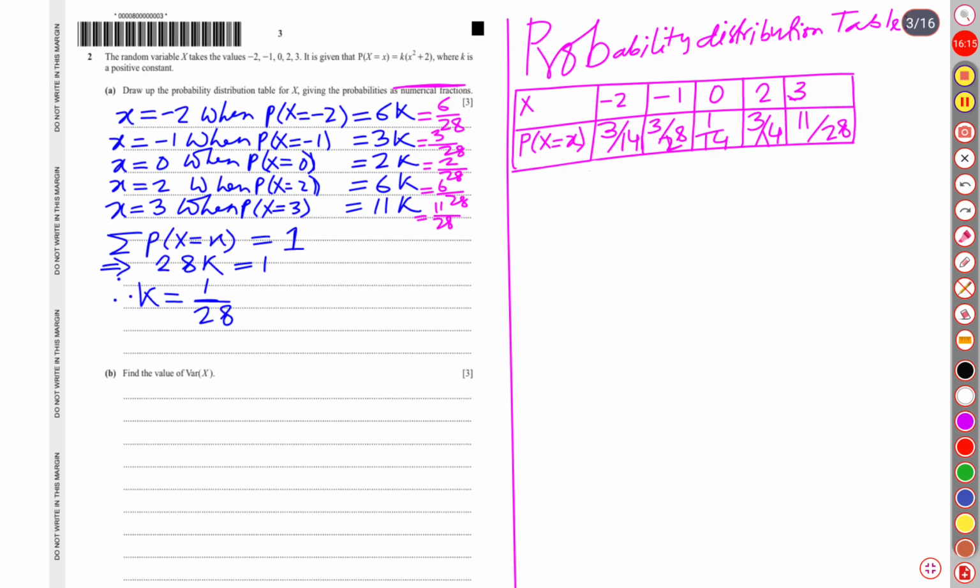I think you have understood this very easily because there is no twist in this question. Well, then they have told us to find the value of the variance of X. So before finding the variance, we will find E(X²). Okay, let us find E(X²).